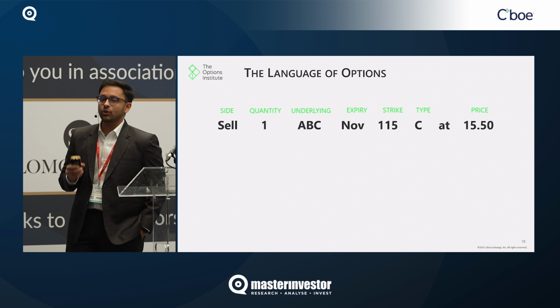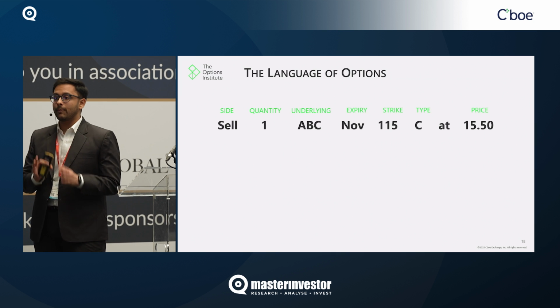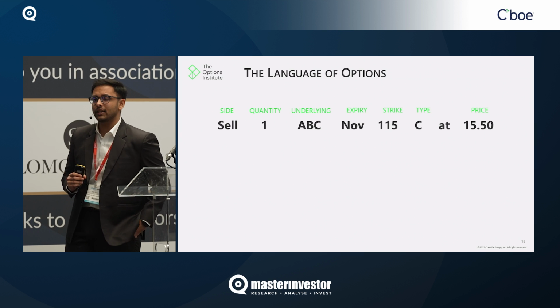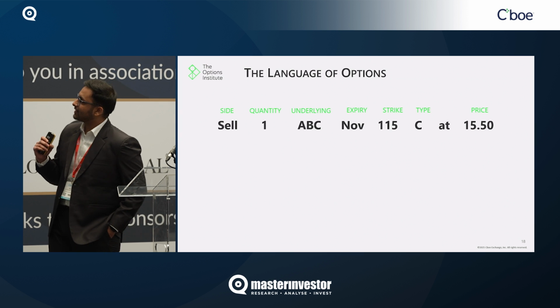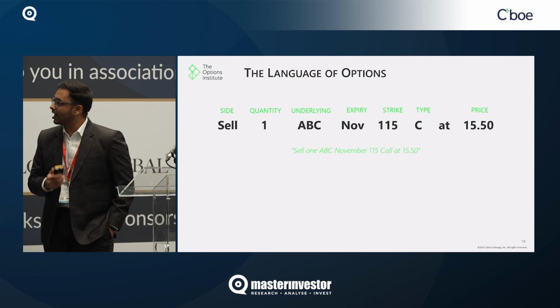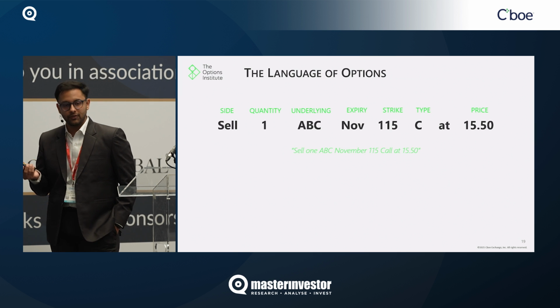And finally, price or premium. This is a very important one. This is how much you would be paying per unit of the underlying controlled by the options contract. So in this case, it's going to be 1550. So when I put all of this together, we get sell one ABC November 115 call at 1550.